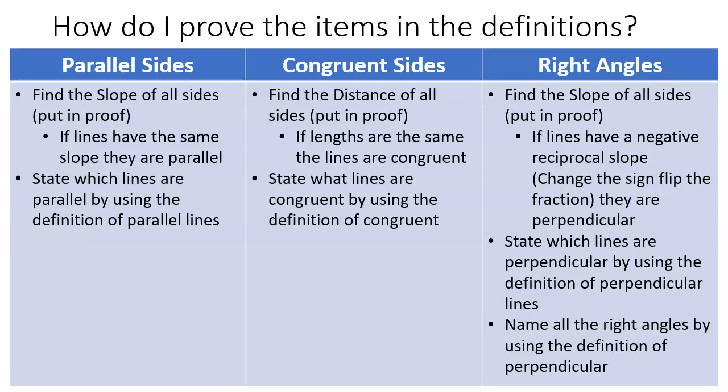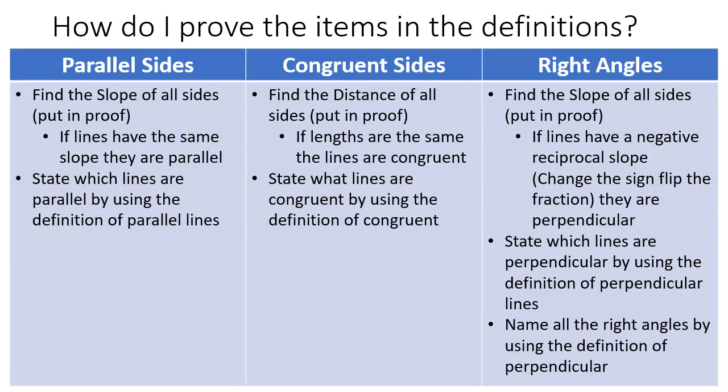For congruent sides, I need to find the distance of all the side lengths. So I can use the distance formula, or I can use the Pythagorean theorem to find the length of a slanted side. If it's vertical or horizontal, so right on the grid line, straight up and down, or straight across, I can count. And then if the 2 lengths are the same, I can say they are congruent. When I write it in my proof, so let's say line AB is congruent to line CD, then my reason is definition of congruent.